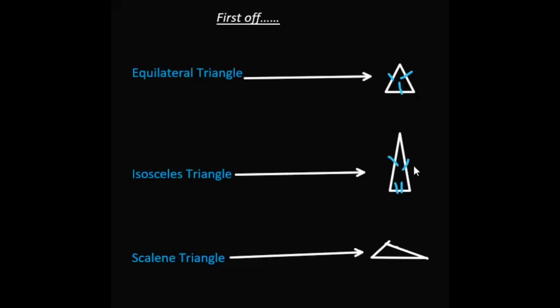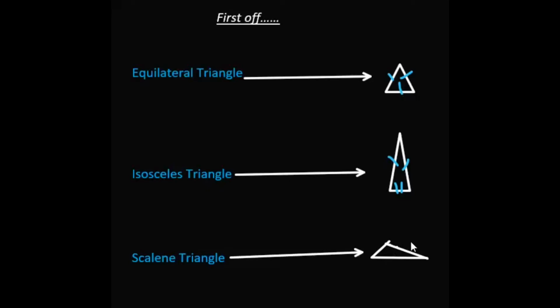Okay? Then we have the scalene triangle. A scalene triangle would look something like this, where it has no equal sides at all. See, this side is not equal to this one or this one. This side isn't equal to this one or this one. And this side isn't equal to this one or this one.